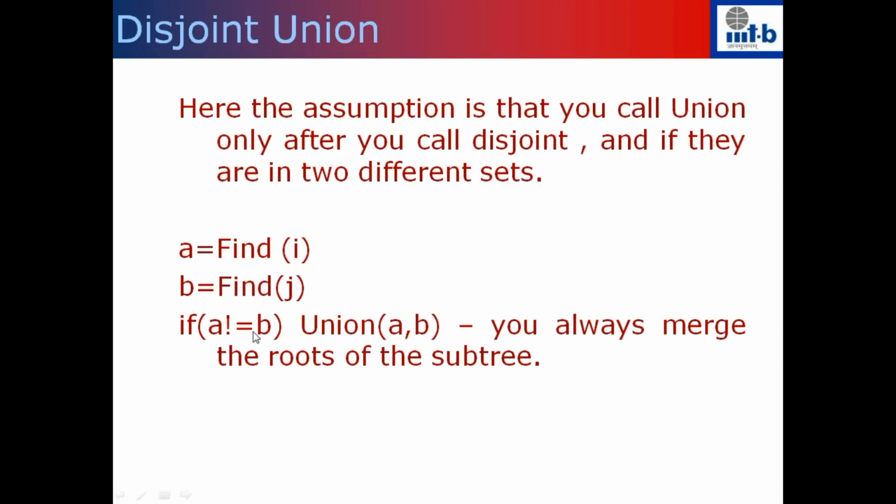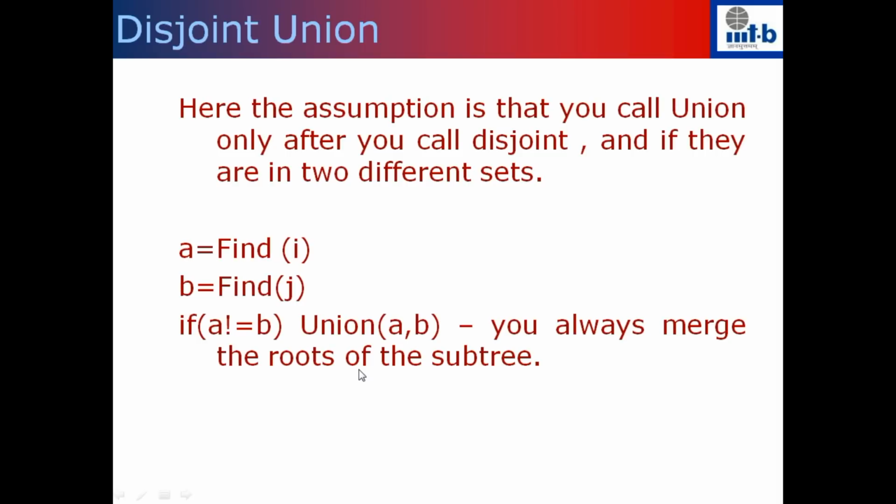In our assumption, the charge for finding is accounted in the disjoint, and when you call the union function, we assume that we are directly given the roots of the subtrees which need to be merged. This is an important thing to remember. I repeat, when you call union, you are given the roots of the subtrees to be merged, not the actual elements. You first find the root of the subtree to which i belongs, find similarly for j, and these two are in two different subtrees. Only then you are going to merge them.